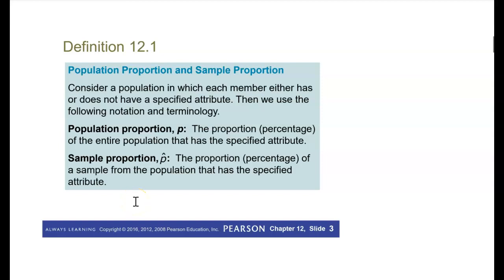We represent a sample proportion, and this is our p hat. So this symbol with the little hat on top of it is going to represent our sample proportion. So it's very important you use the correct p as we're going through these problems.